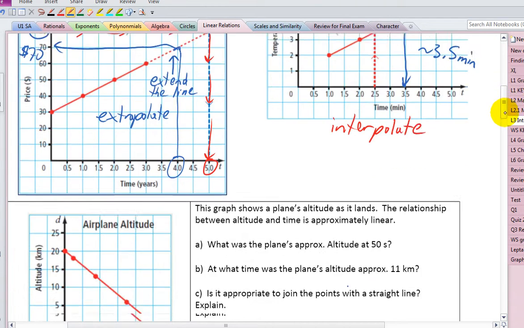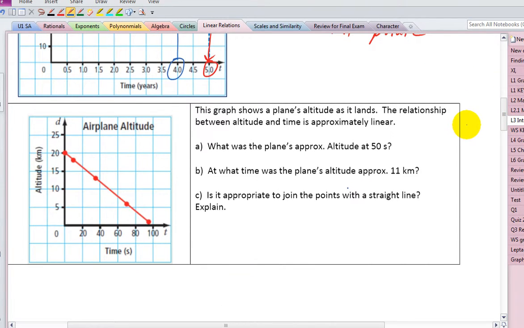Okay, so I want you now to answer these questions. Here we have an airplane. Looking at your graph, it's altitude and time. From our graph, please explain the situation that's being graphed. Look at the graph, what's the situation?